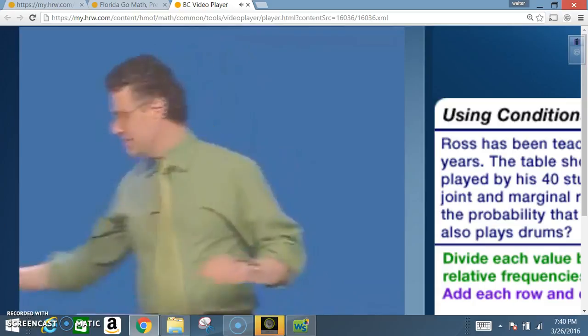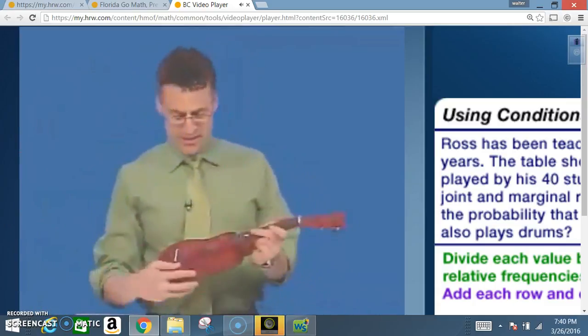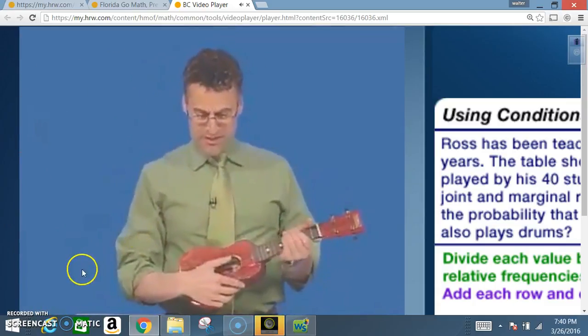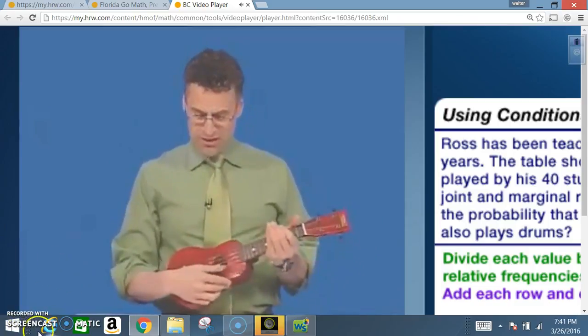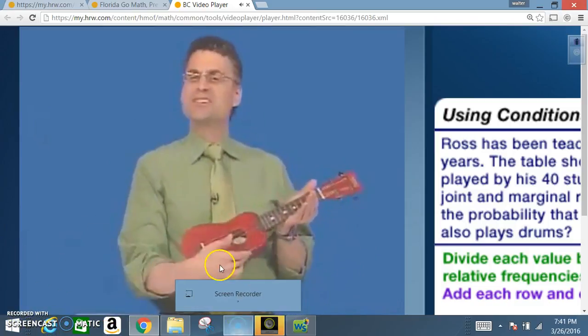So kind of a neat musical example, but the important thing is that through these different joint and marginal frequencies, it's like music to my ears.